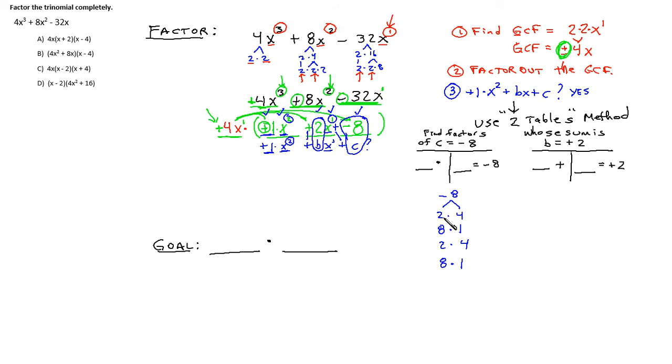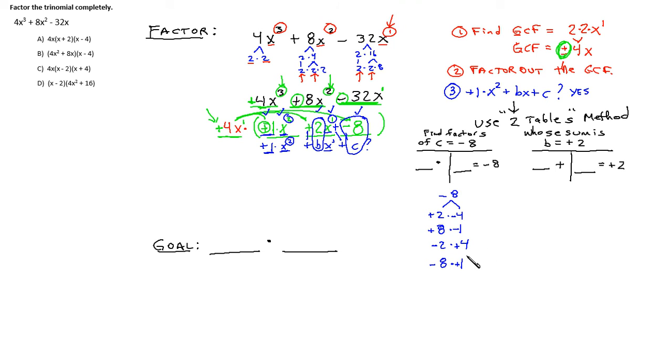To make negative 8, we could have positive 2 times negative 4. Or we could flip the signs and make negative 2 times positive 4. I need a negative times a positive to make a negative. Same would be true for 8 and 1. Either I could have positive 8 times negative 1 or negative 8 times positive 1. So when I look at all of these possibilities, all these four possibilities would work in this first table, but only one pair of them would work in the second table.